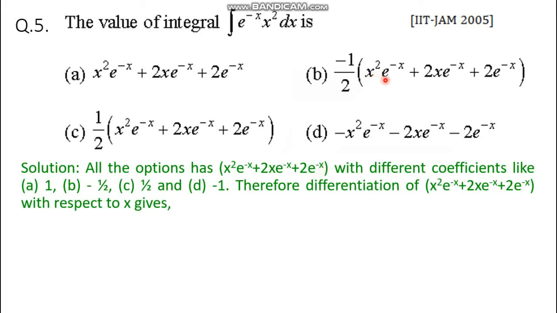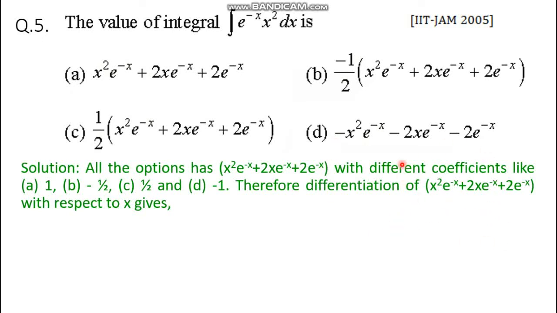All the options, these things within the bracket are common. Here it is actually minus 1. If you take minus 1 as common, then the same option. Okay, here minus, here plus half outside the bracket, here 1 is outside the bracket. So they have different coefficients. Here in option A plus 1, here in option B minus half, here in option C plus half, and here in option D minus 1. Okay, so just do a back calculation. This is the better option.